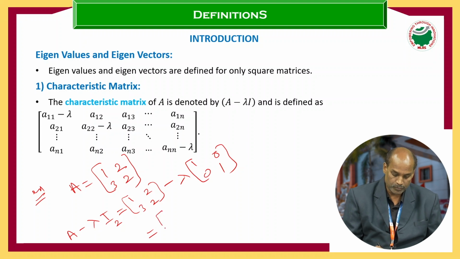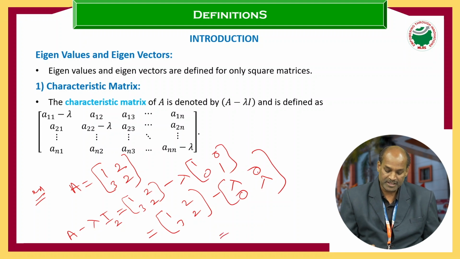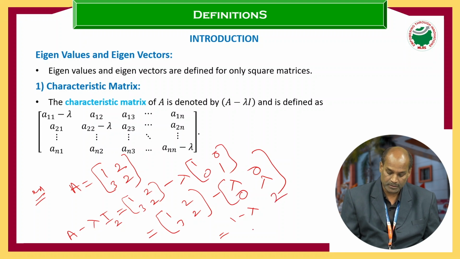Now subtraction: [1, 2; 3, 2] is the first matrix, and in the multiplication, 1 into lambda is lambda, 0 into lambda is 0, 0 is 0, and lambda into 1 is lambda. Now this matrix minus this matrix. So diagonal corresponding elements subtract: 1 minus lambda; 2 minus 0, this is 2; 3 minus 0, this is 3; 2 minus lambda.